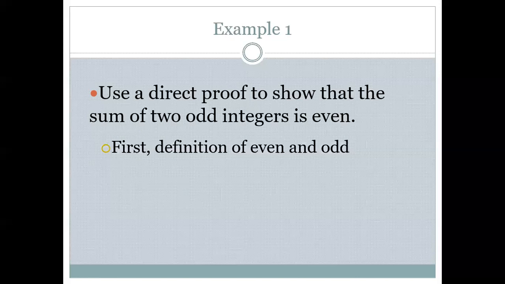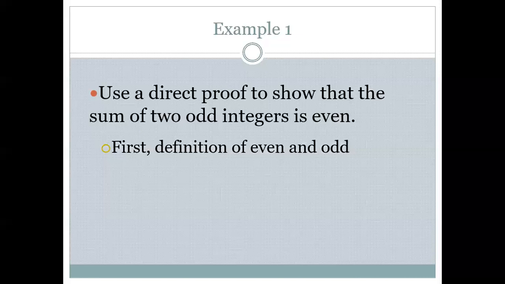What about oddness? Just same thing, but plus 1. Does that make sense? So x is odd would mean that x is equal to 2 times some integer plus 1. That's the form it would have to take on. So for example, 5 is odd, correct? So how would you write that as 2 times some integer plus 1? 2 times 2 plus 1.